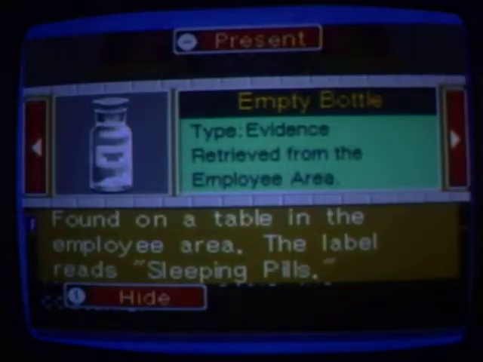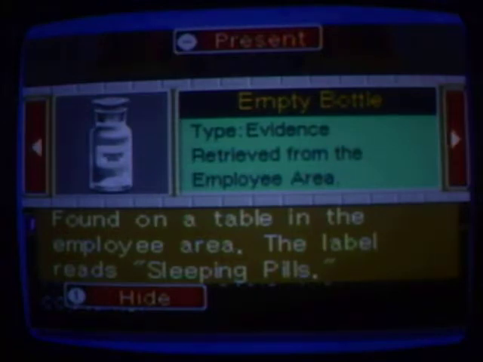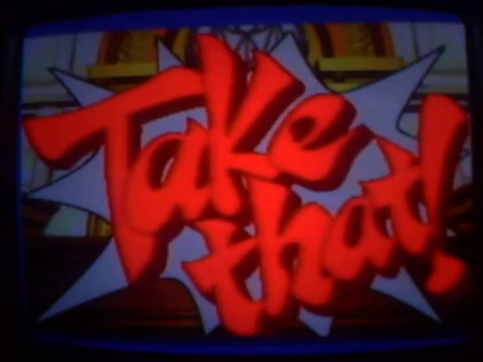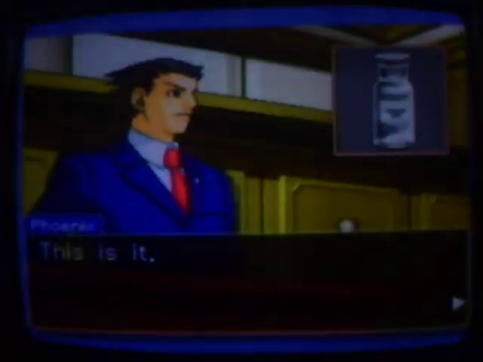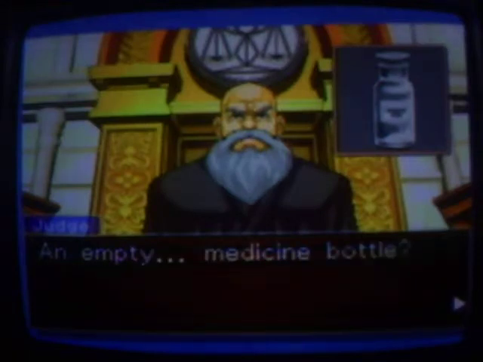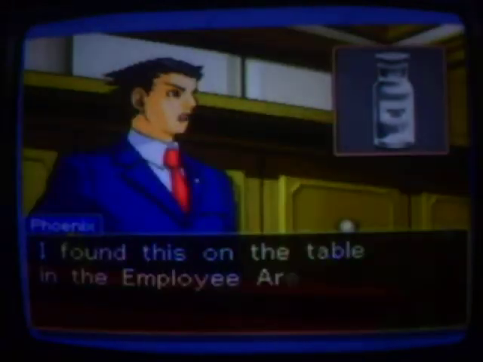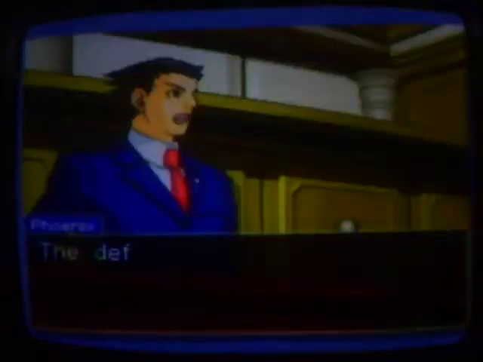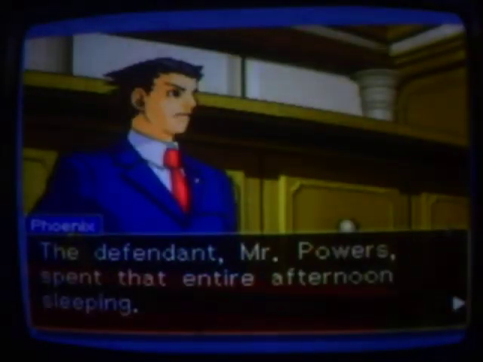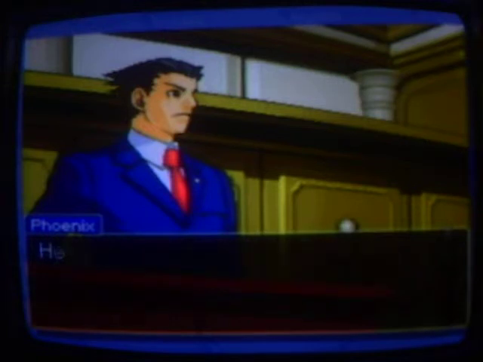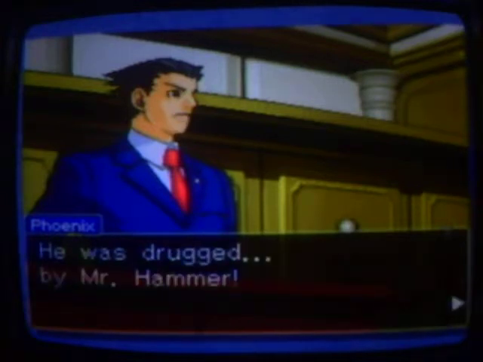Empty bottle. Found on the table in the employee area. The label reads sleeping pills. This is it. An empty medicine bottle? I found this on the table in the employee area. The same table where Mr. Hammer and Mr. Powers ate. The label reads sleeping pills. Sleeping pills? The defendant, Mr. Powers, spent the entire afternoon sleeping. He was drugged by Mr. Hammer.